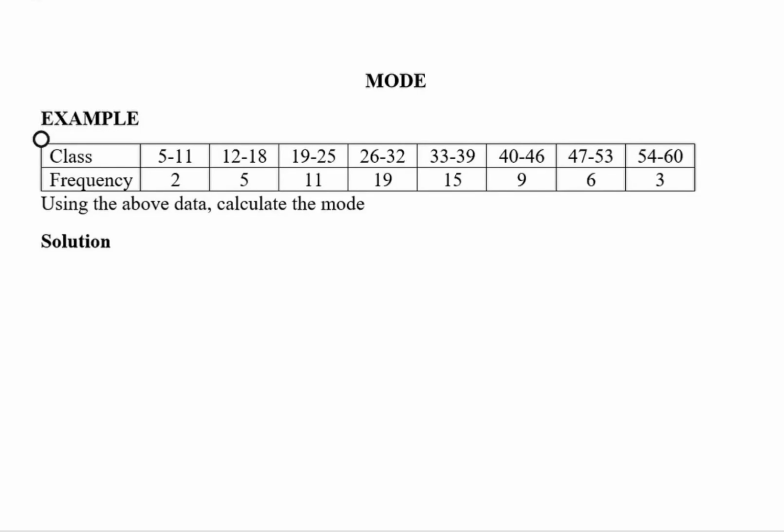Mod refers to the observation which has the highest frequency, and modal class refers to that class which has the observation that is highest.